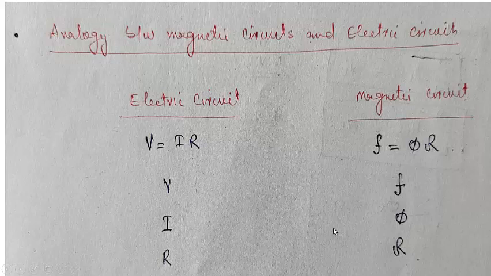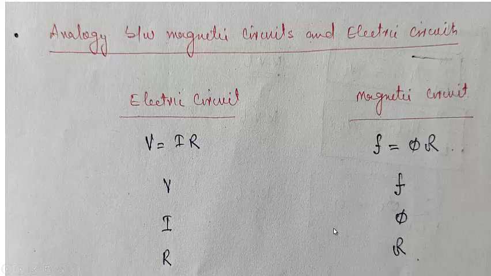And in a magnetic circuit, the magnetomotive force will be equal to phi into R. This is Ohm's law for the magnetic circuit. V is the driving force in an electric circuit; in the magnetic circuit, F is the driving force. The effect in the electric circuit is the current, and here it will be phi.